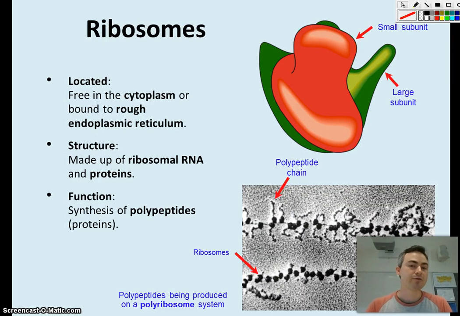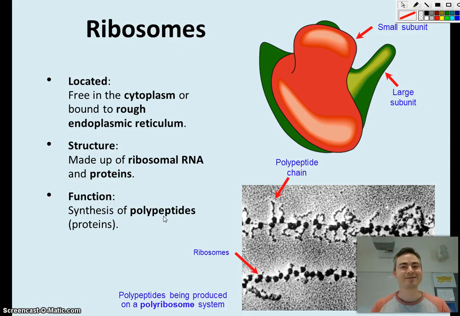Ribosomes can be floating around in the cytoplasm on their own. They can also be stuck to the endoplasmic reticulum, where it's called the rough endoplasmic reticulum. They're made up of two things. They're made up of ribosomal RNA. When we look at nucleic acids, we'll see there's 3 different types of RNA, one of them being ribosomal RNA, and they're made up of some protein as well. And their function is the synthesis of polypeptides.